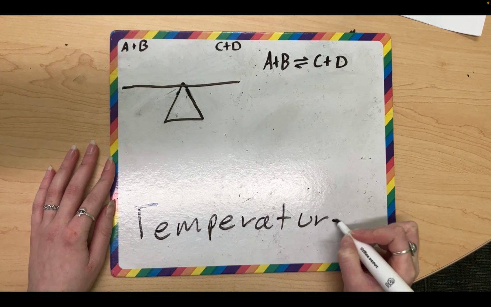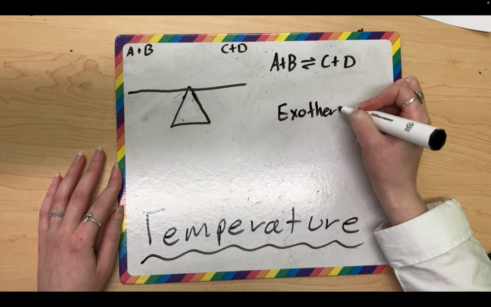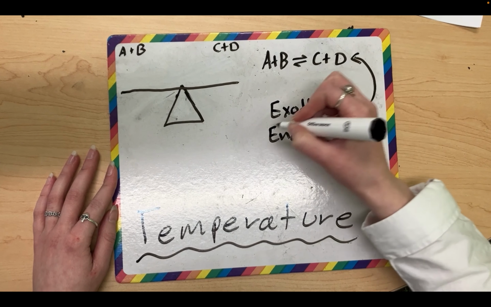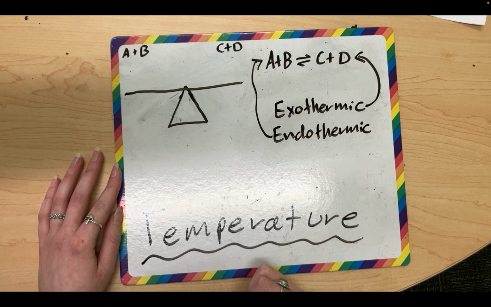Next, let's talk about temperature changes. The way a change in temperature affects the equilibrium of a system is dependent on whether the reaction in question is exothermic, meaning it puts out heat, or endothermic, meaning it uses heat. For our purposes, we can think of heat as being either a product or a reactant. In an exothermic reaction, heat is a product, and in an endothermic reaction, heat is a reactant.